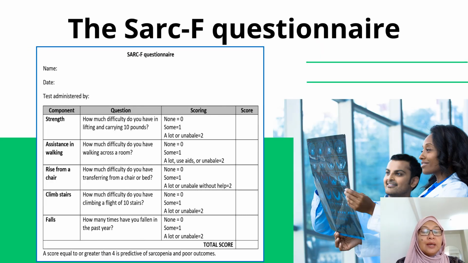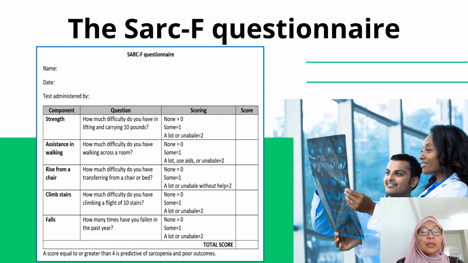So, the SARC-F questionnaire is a rapid diagnostic tool for sarcopenia. Here is how you can administer it. It actually has 5 items. Item number 1, strength. Ask the patient how much difficulty they have in lifting or carrying 10 pounds. Item number 2, assistance with walking. Ask about their level of difficulty walking across a room.